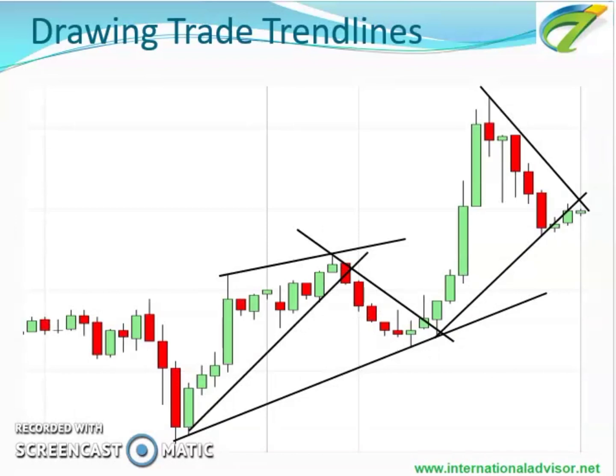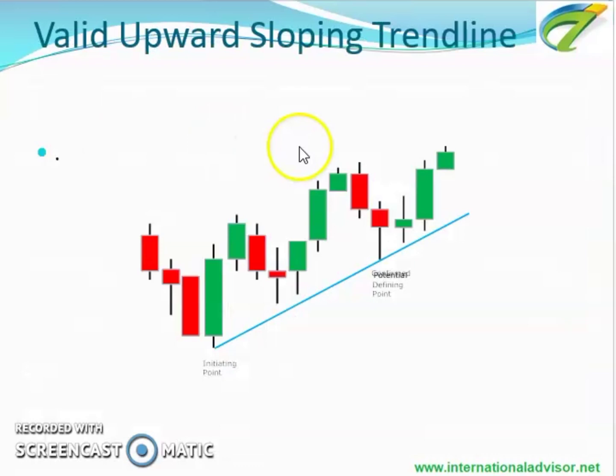So here are some of the examples, but we'll explain the charts in detail. Here you can see this is the initiating point and this is the potential defining point. Now there is no third touch. We don't need any validating point for that. So that's a proper trend line and it's a valid trading trend line. We'll further discuss how to make use of it.